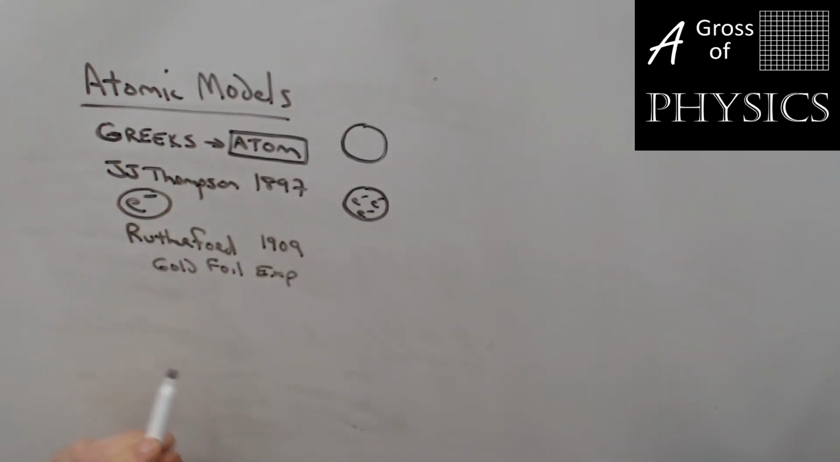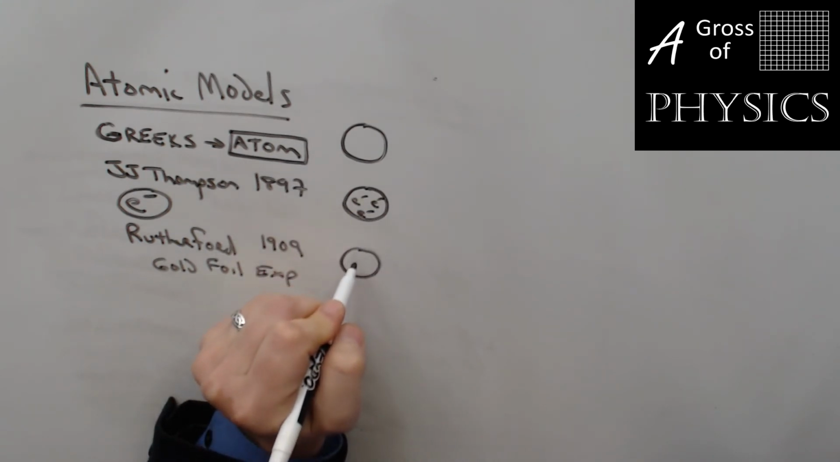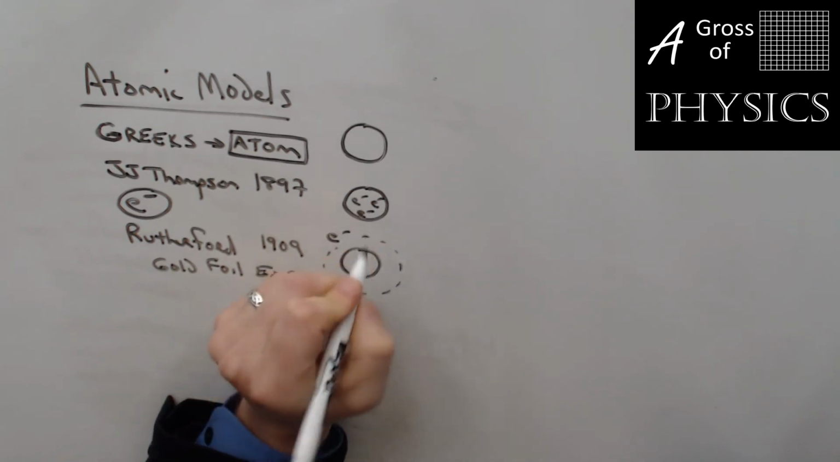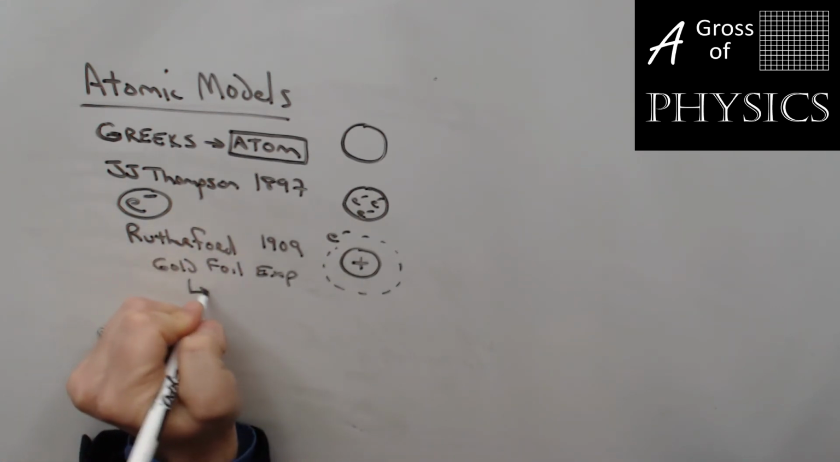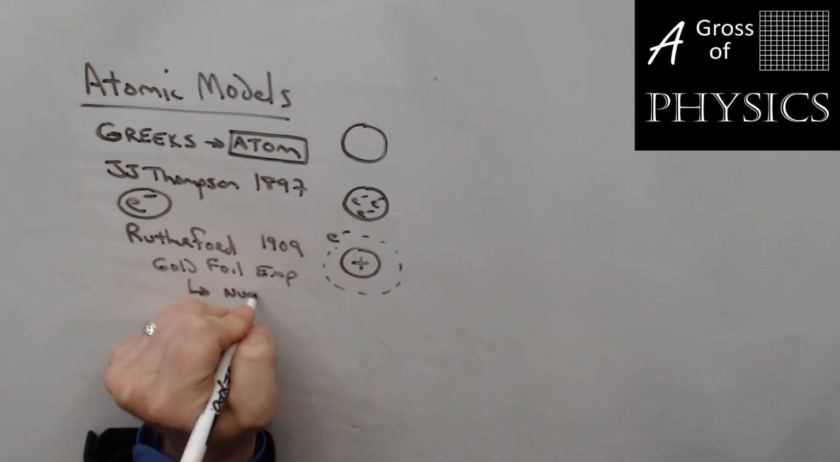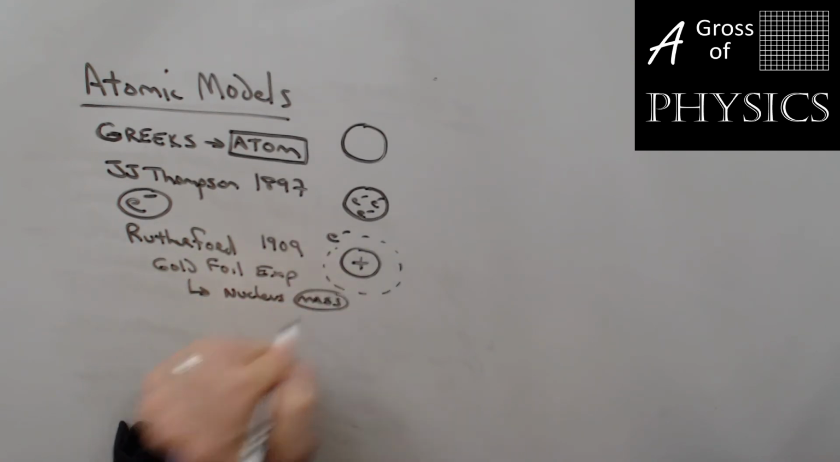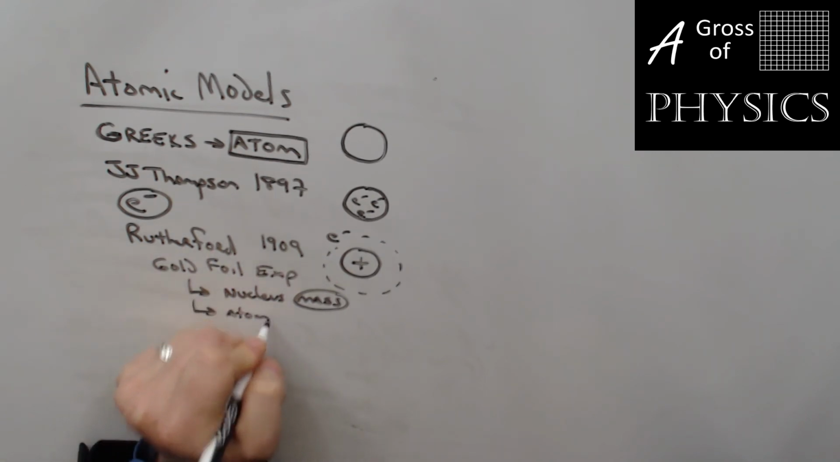And what he found is that the atom had a nucleus. So we had this nucleus here, and then the electrons were outside the nucleus. So this was our positive nucleus, and the electron was outside. The nucleus was where most of the mass was of the atom. Most of the atom is empty.